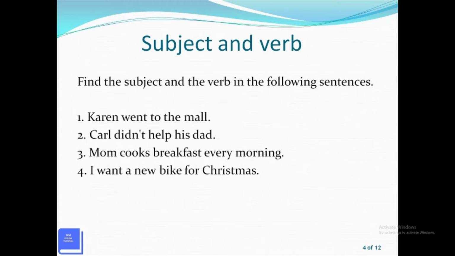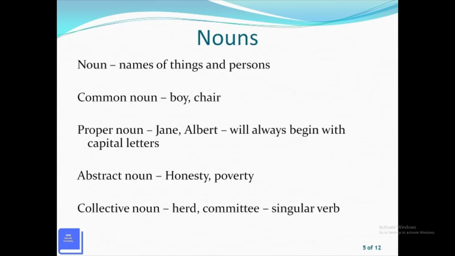So you learned about the subject and verb and how to find them in the sentence. So let's move to the next part of speech, which is called nouns. Nouns refer to the names of things, persons or places. There are four types of noun: common noun, proper noun, abstract noun and collective noun.